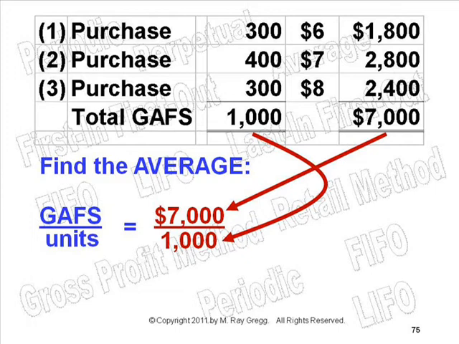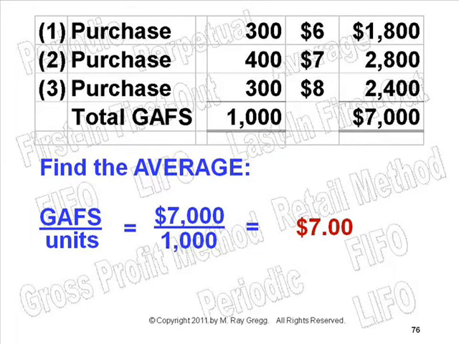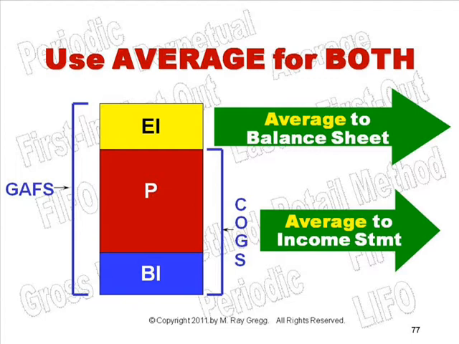Goods available for sale is $7,000. Units available for sale is 1,000 units. That's an average price of $7 per unit. And that average is to be applied to both calculations we're making. That average should appear on the balance sheet as ending merchandise inventory. That average price should directly affect the cost of goods sold determination that we reflect on the income statement. It determines both financial presentations.